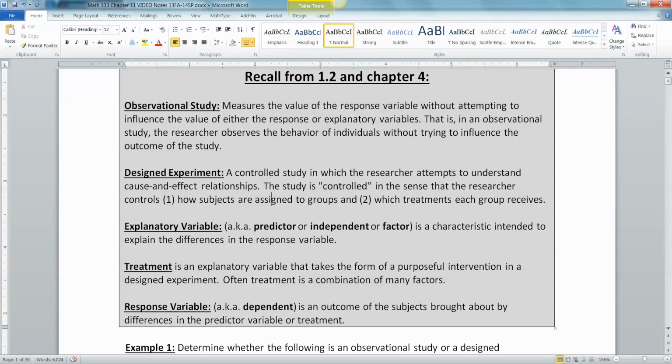Whereas in a controlled experiment, the researcher actually decides who's going to get to be in what group, usually by random assignment. And also, they're the ones that administer something to the groups. They're the ones that say, I give you a drug, I give you a test, I decide what you're going to have and what you're going to have to prove.